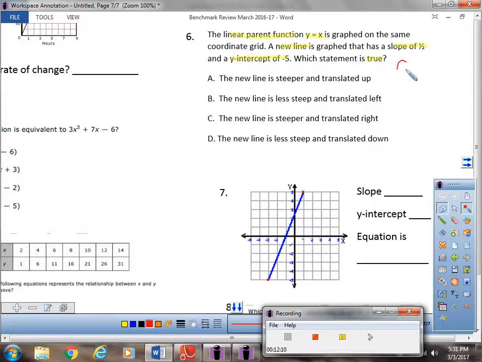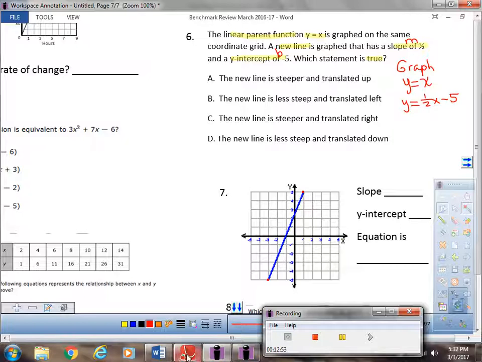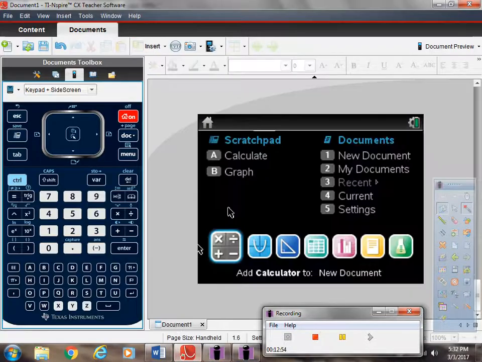So basically what we're going to do is just graph. Again, when in doubt, graph it out. So we're going to graph the parent, and then we're going to graph this equation. Now the m is 1/2 and the b is -5. So the equation would be 1/2 x minus 5. So we're going to graph the 2. We're going to see, is it steeper? Did it translate up? You know, kind of go through each answer.